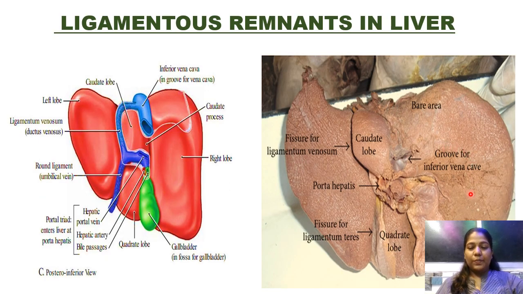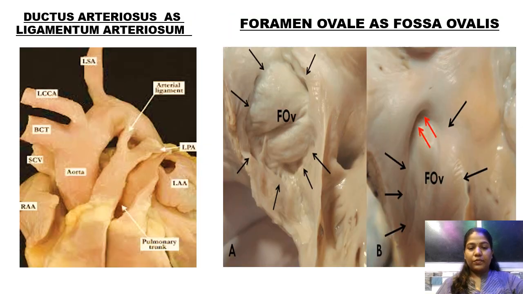So this is a gross specimen showing the fissure for ligamentum teres, ligamentum venosum. Another gross specimen showing ligamentum arteriosum between the arch of aorta and pulmonary vessel. Fossa ovalis on cut section of the heart.